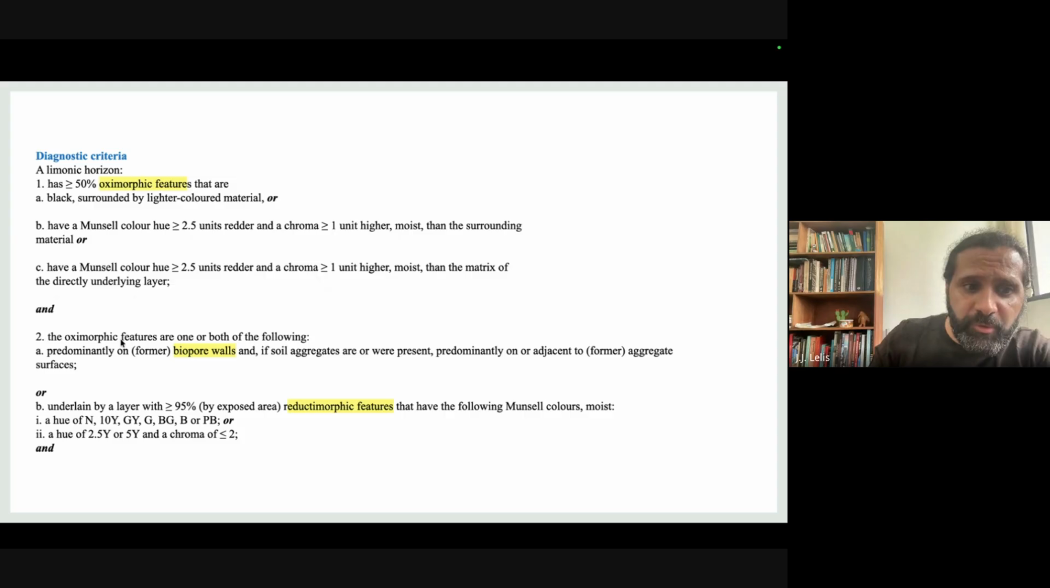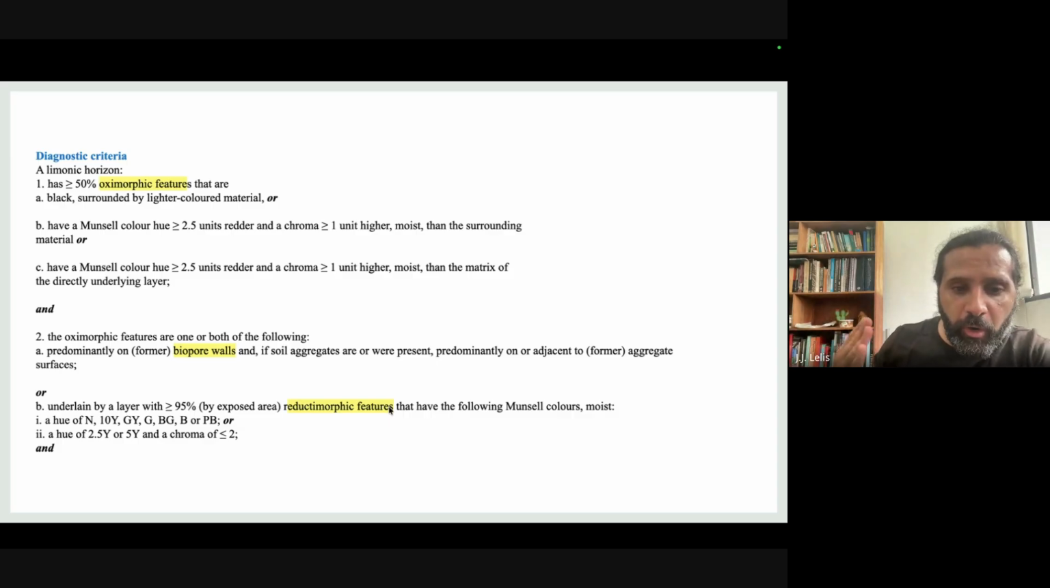And the oxymorphic features are one or both of the following. They occur predominantly on biopore walls, and if soil aggregates were present, predominantly on or adjacent to former aggregates in the walls of the aggregate surfaces, or underlain by a layer with 90% by area of reductimorphic features. I'm sorry, the way that we call it in soil taxonomy and WRB are different.